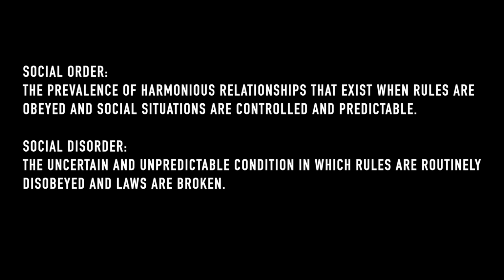Rules serve not only to show which behaviors are acceptable, but also to allow participants to anticipate the behavior of others. Social disorder, on the other hand, is the uncertain and unpredictable condition in which rules are routinely disobeyed and laws are broken. The environment is unsafe and the boundaries of acceptable behavior have broken down.